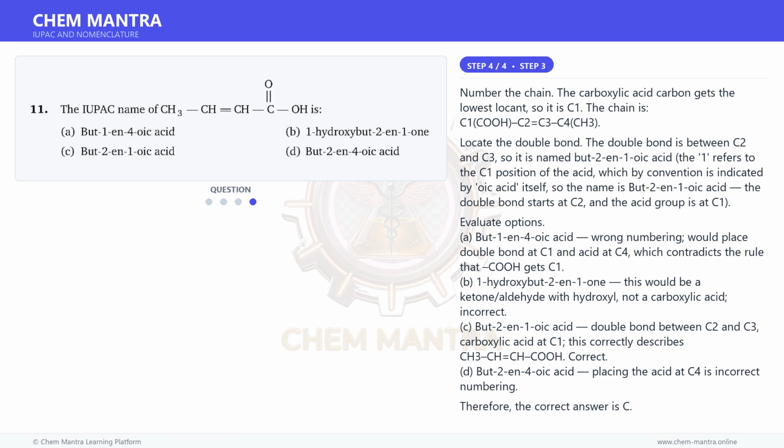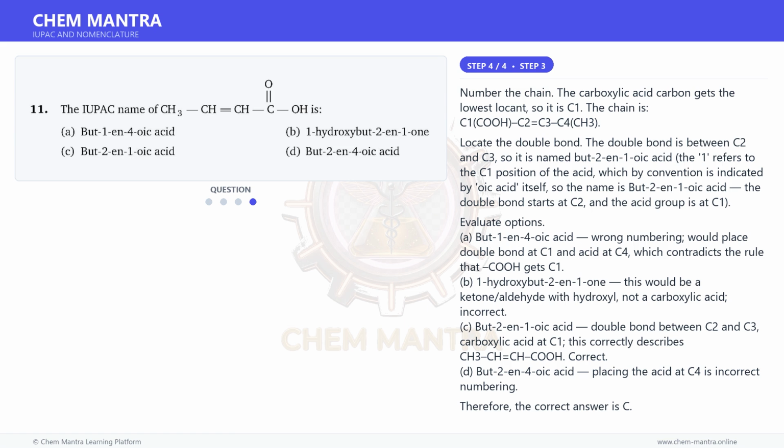Evaluate options. A. But-1-en-4-oic acid, wrong numbering, would place double bond at C1 and acid at C4, which contradicts the rule that CHO gets C1. B. 1-hydroxy but-2-en-1-one, this would be a ketone or aldehyde with hydroxyl, not a carboxylic acid, incorrect.